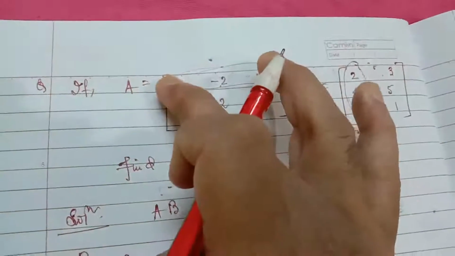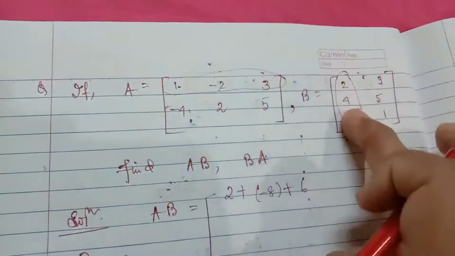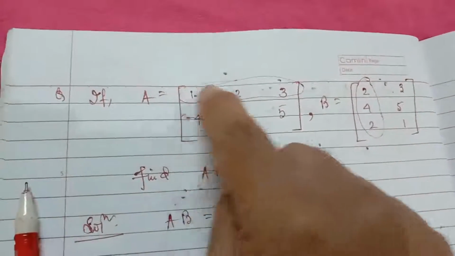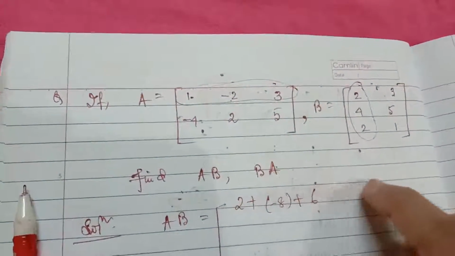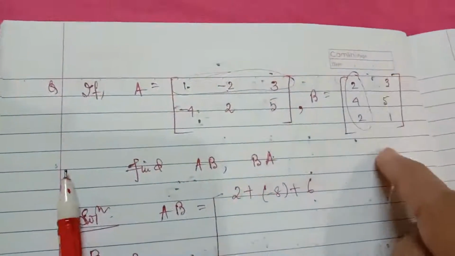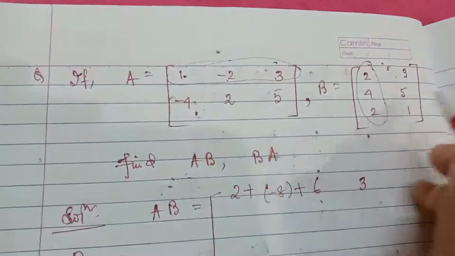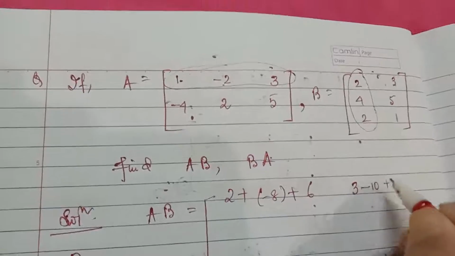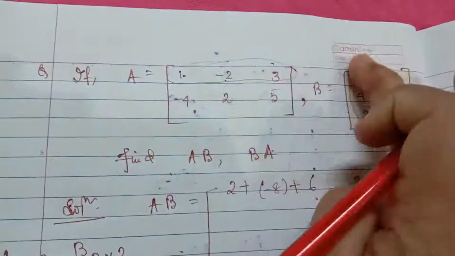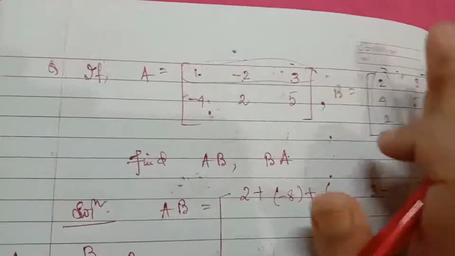Next, we have to multiply the first row with the second column. First row, first column, then first row with second column. As long as we multiply by the first row elements, we have to write the result in the first row one by one. First row, first column. Next, first row, second column. This will be 1 into 3, 3, plus -2 into 5 will be -10, plus 3 into 1, this will be 3. No more columns are there, all the columns are exhausted.